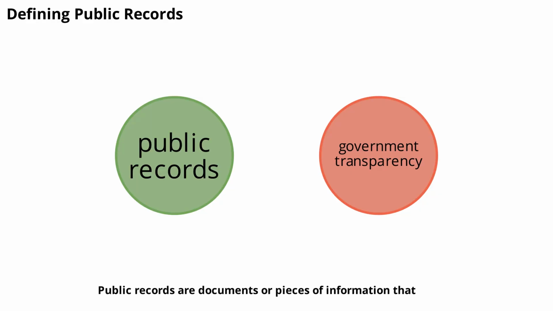Public records are documents or pieces of information that are not considered confidential and are maintained by government agencies. These can include emails, reports, meeting minutes, contracts, and more. The idea is that government transparency is a cornerstone of democracy, and public records help ensure accountability. Each state has its own laws defining what qualifies as a public record, but the general principle is the same. These records are accessible to the public unless specifically exempted by law.